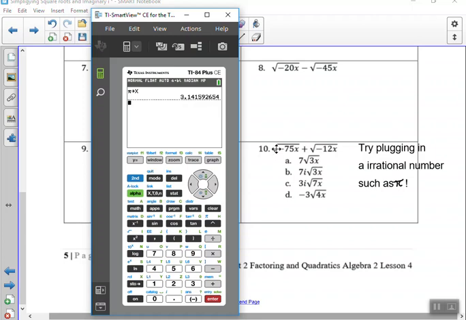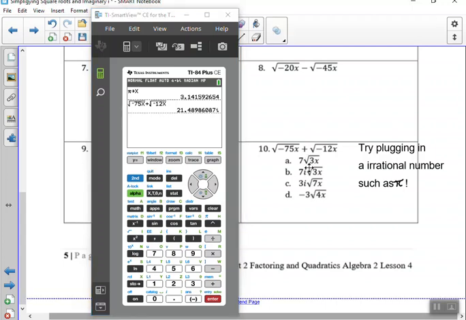And then I'm just going to plug in my question here. So I have square root of negative 75x, get out of your radical, plus square root of negative 12x. Okay? And then hit enter. And we get some number. What your calculator did was it plugged in pi for your x here. And then I'm going to go through my answer choices. So you have 7 square root of 3x.